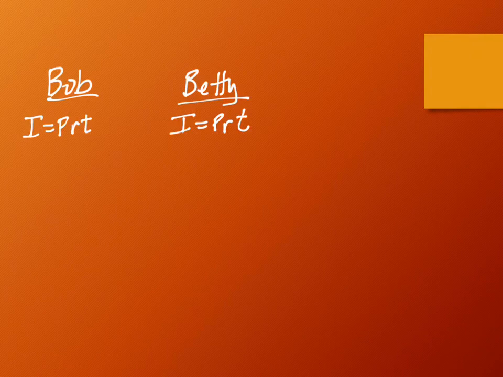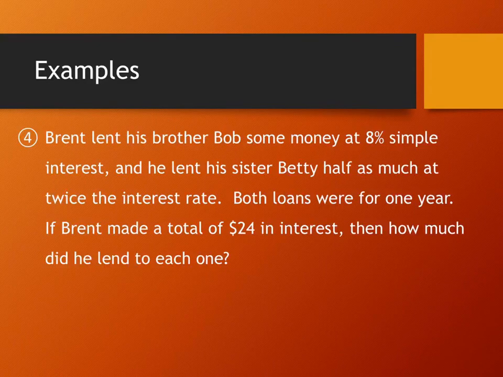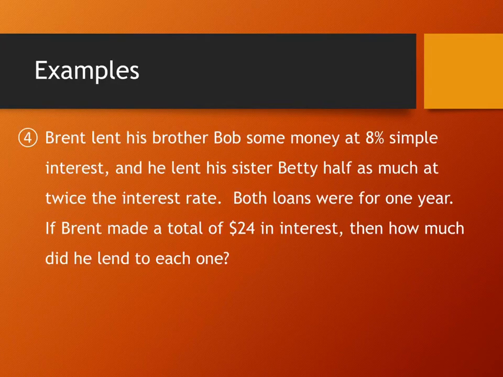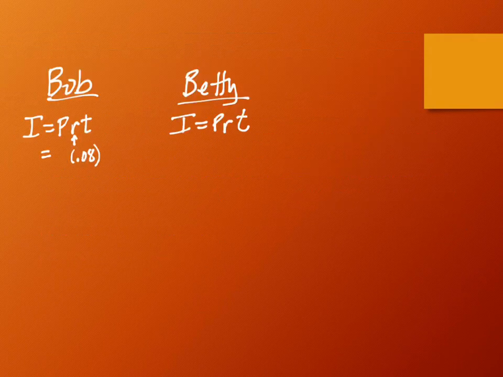Like that. So far, so good? Okay. So it actually tells us a little bit more. It tells us that his brother Bob had the money at 8% simple interest. So that's the percentage R right here. And if it's 8%, what is that as a decimal? 0.08. Good, 0.08. And it also said over here, I think, that we were doing it for 1 year. Yes, both loans were for 1 year. So the loan time is 1 year.